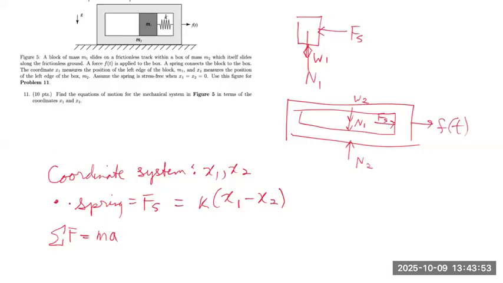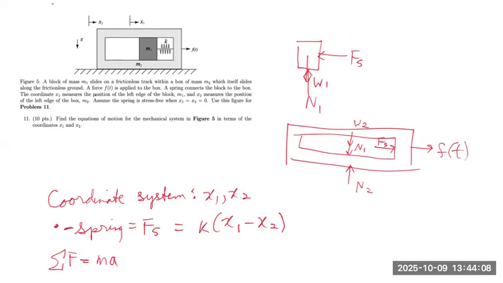Sorry, I forgot to include one thing: the negative spring force is the one equal to F of s equals k(x1 minus x2), because x1 is moving here. And yes, the spring force is actually pointing to the left, so it's going to be negative.